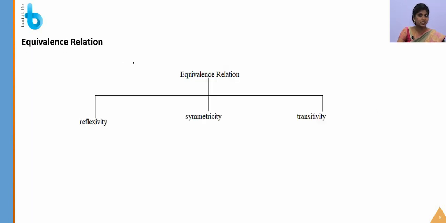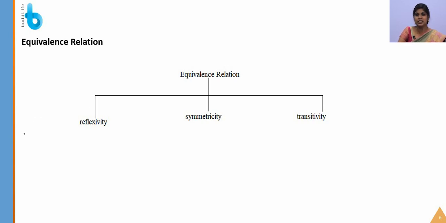Next, we'll see the definition for equivalence relation. A relation is said to be an equivalence relation only if it satisfies these three conditions, that is reflexivity, symmetricity and transitivity.